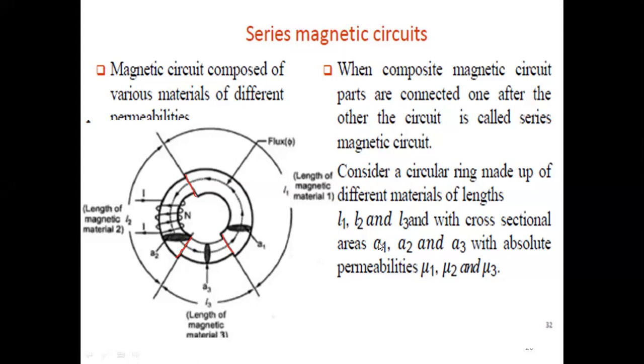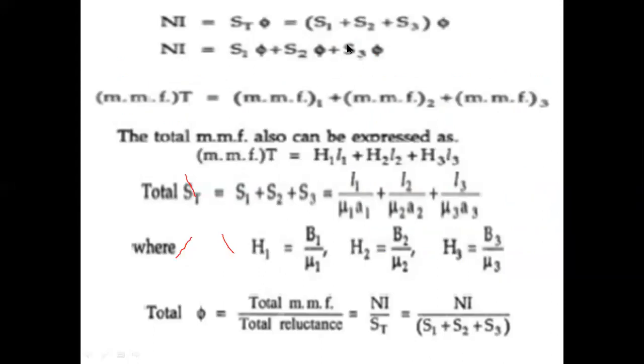Okay. So next we'll go for the derivation part. You write from the magnetic circuit, total MMF equal to ST phi. Ye likho, ye NI ka place mein MMF likho. MMF equal to ST phi.